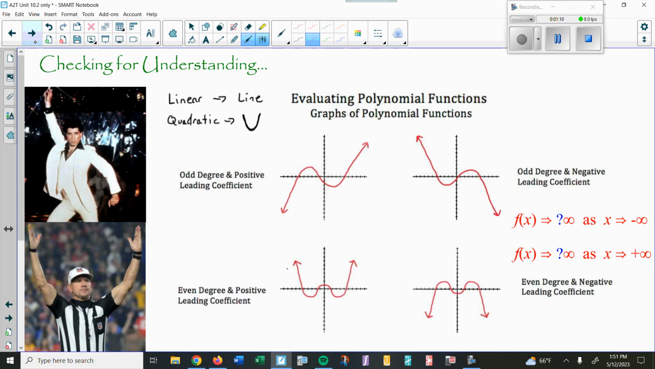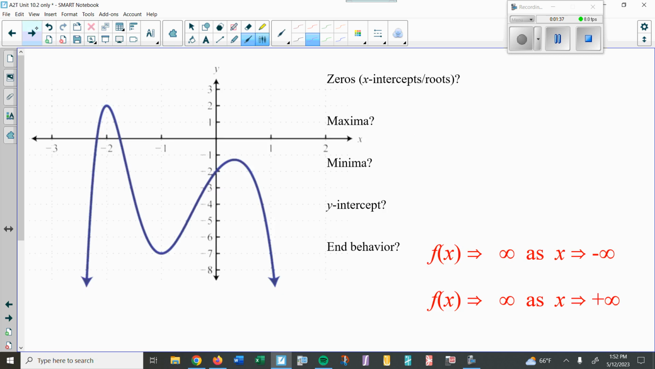Now remember, if it is odd, it's a disco. If it's even, it's a touchdown. And remember, when you're looking at end behavior, you need to write out this whole thing, and all you do is figure out and adjust what goes in front of the infinities. Depending upon if it goes up, then it's a positive infinity. If it goes down, then it's a negative infinity, and that's for your end behavior.